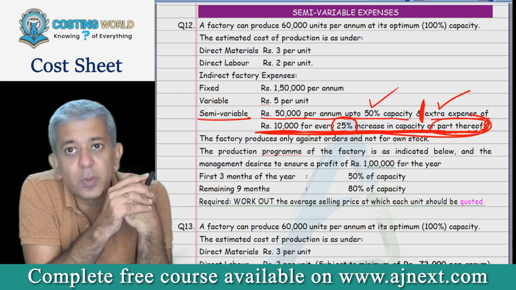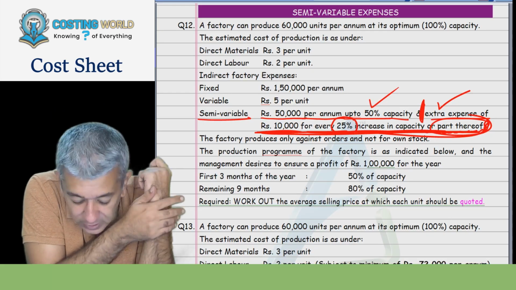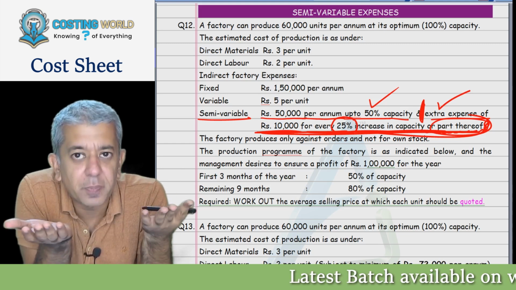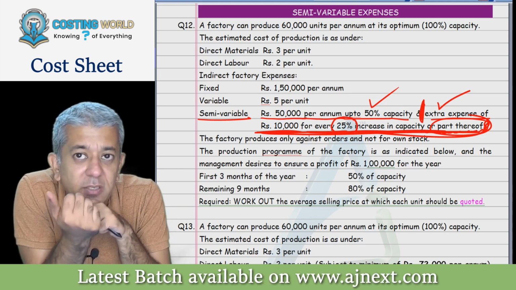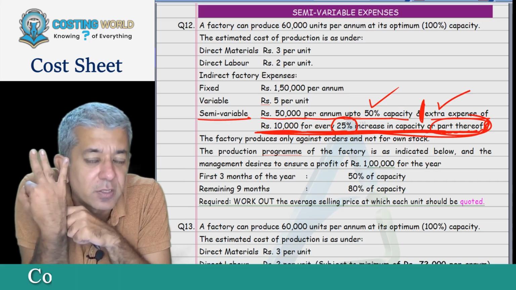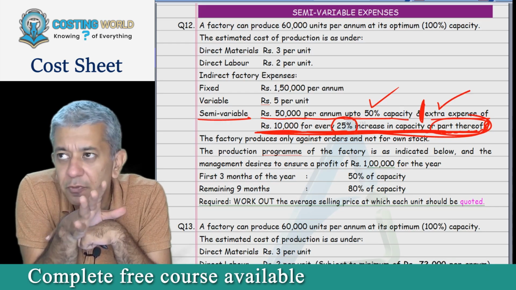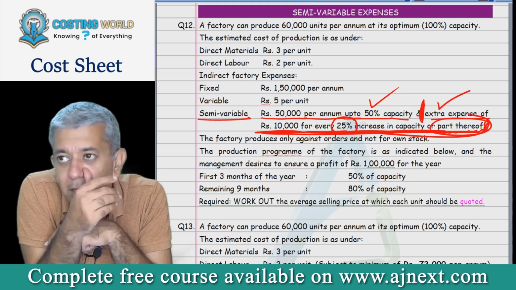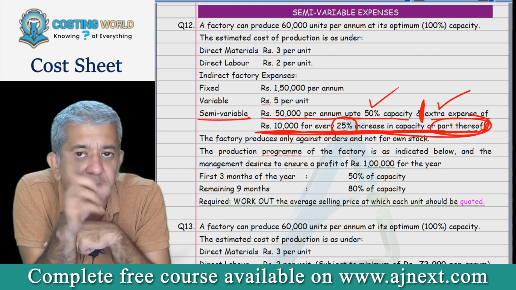No, sir. Are you increasing your capacity beyond 50%? Are you increasing your capacity by extra 25% or part thereof in the first 3 months? No. So therefore first 3 months, nothing extra. Tell me in last 9 months, you are going from 50% to what level?